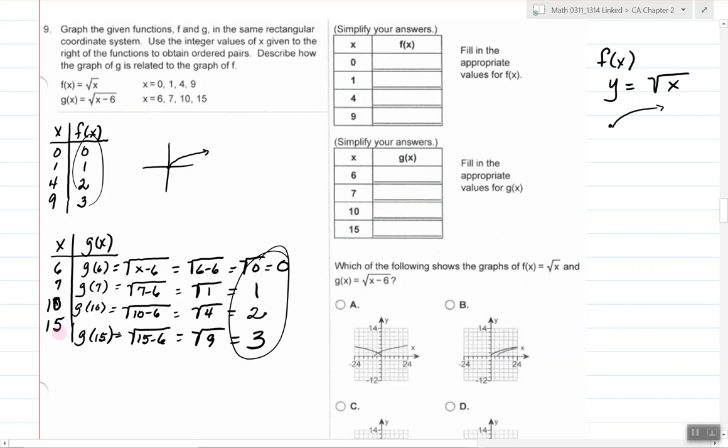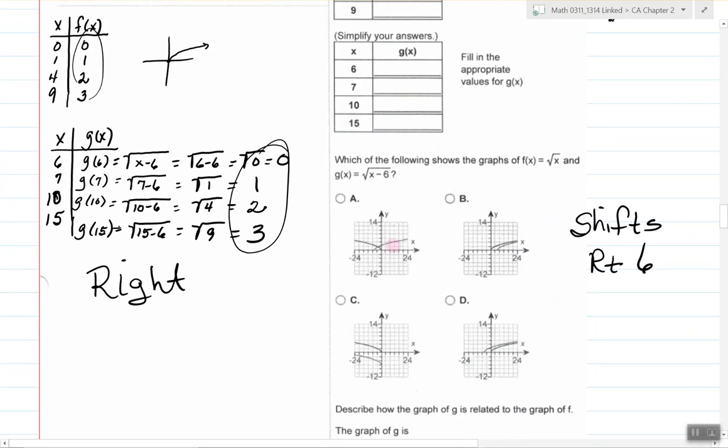The x's increased. This x increased by 6, this x increased by 6, this x increased by 6, and 9 plus 6 is 15. When you increase x, you move to the right. So I am going to be looking for a graph that shifts right 6 units, but other than that is the same shape.